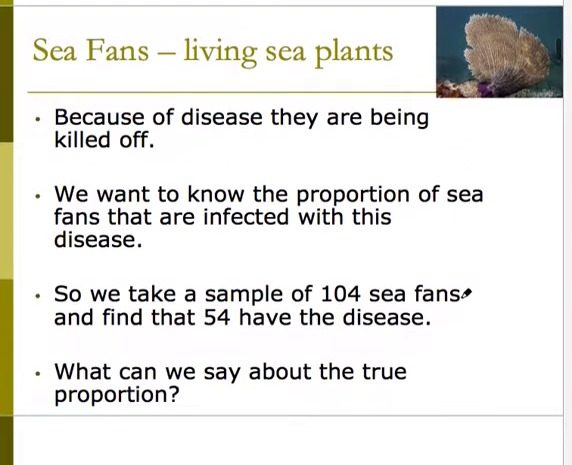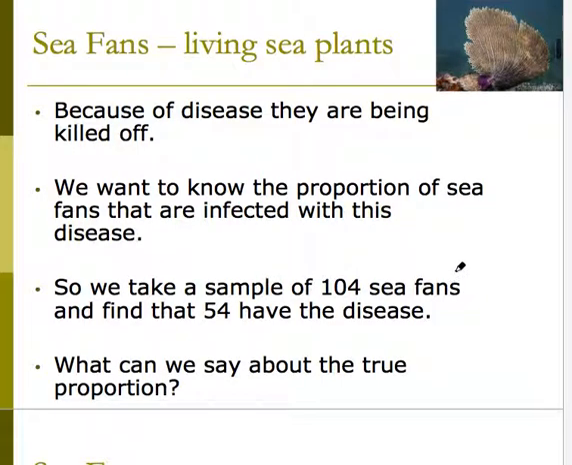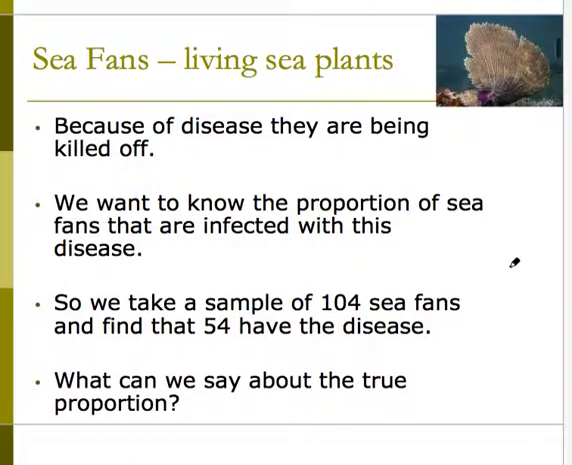So the first example, and if you followed any notes in the book, they talk about this sea fan, and the sea fan is right here. Because of disease, they're being killed off, and we want to know what the proportion of sea fans is that are infected with this disease. So we have a sample of 104 sea fans.